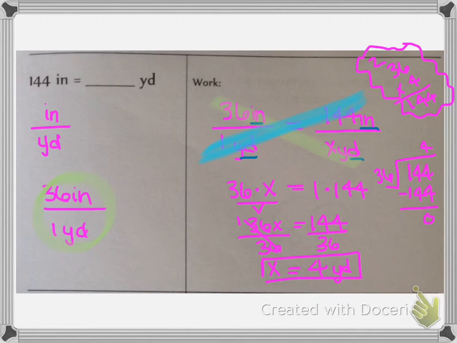Okay, now we want to check and make sure, does that make sense? Does it make sense that 4 yards is in 144 inches? Remember, we're going to have more inches than yards, so we definitely want to make sure that yards is a less number than inches. And we kind of want to think about our logic that way.